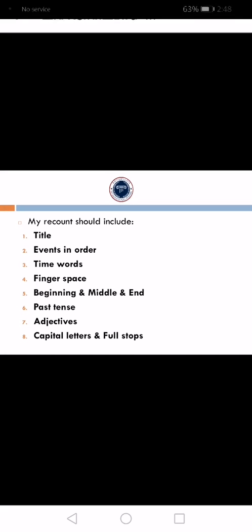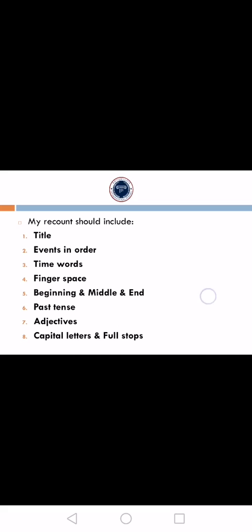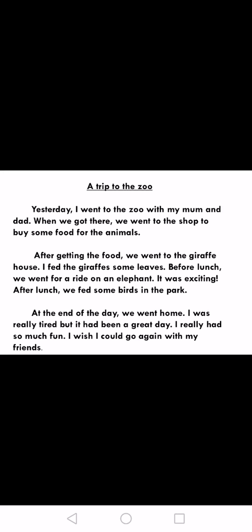So I will show you now an example of a recount. It's called A Trip to the Zoo. I want you to read this silently, and I want you to look at how there is a space between each word, how before starting each paragraph there is a space, there is an adjective, or there are many adjectives actually, and how it's divided into three main parts: beginning, middle, and end.